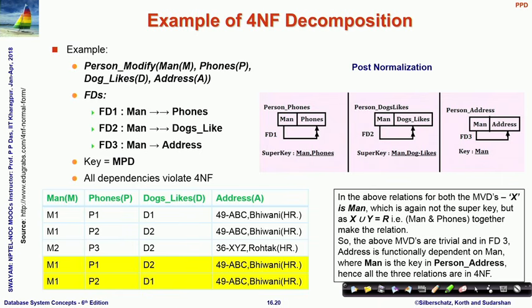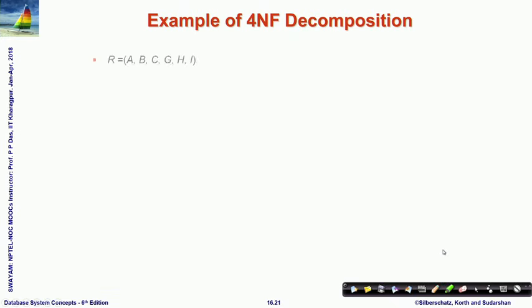And since it is multivalued, man and phones together continue to form the key. Similarly, in the second one, man and dog-like is the key, because you just have the multivalued dependency, and given the same man you will have multiple dogs whom he or she likes. But in the third one, in the person address, where you have man and address, you have only man as the key, because man is a functional dependency that holds. So, this is a simple illustration of decomposition into 4NF.